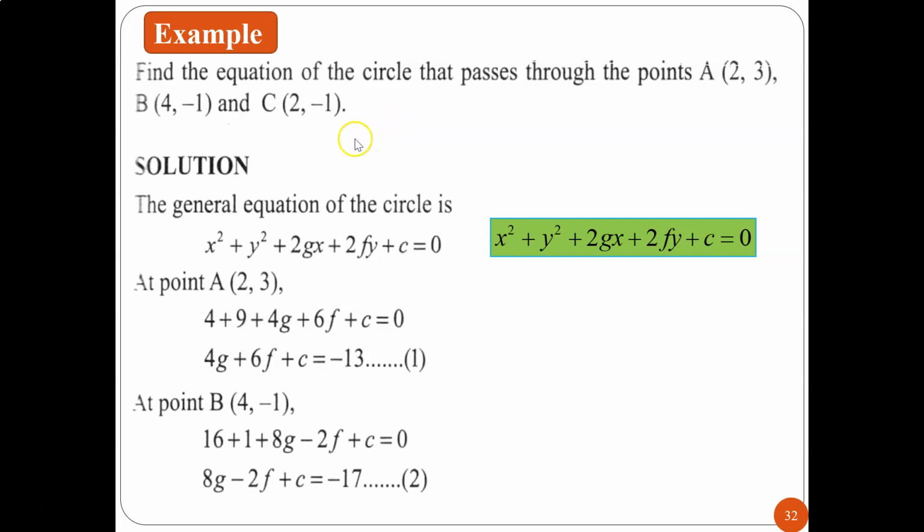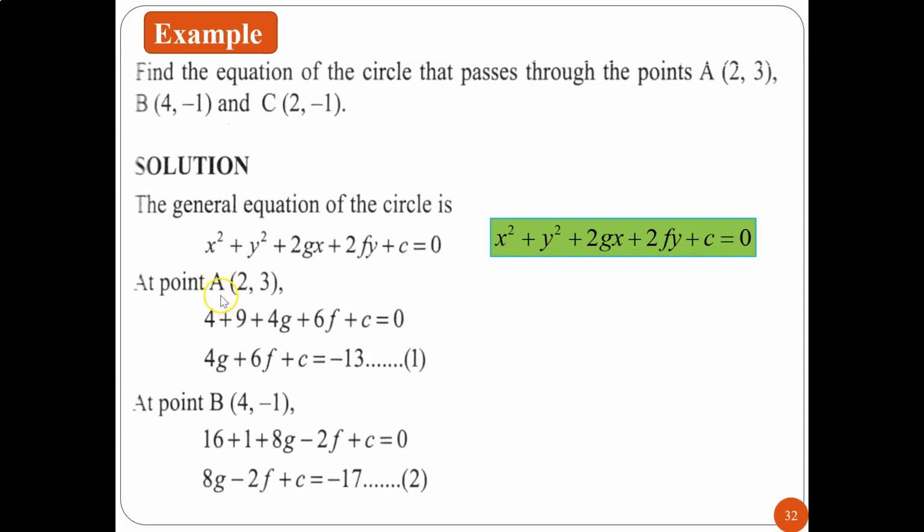So for the solution, let's use the general equation first. The general equation for the circle is x squared plus y squared plus 2gx plus 2fy plus c equal to 0. Remember, this is the green box or the green equation we have learned previously. So using this general form equation, we have 3 points.